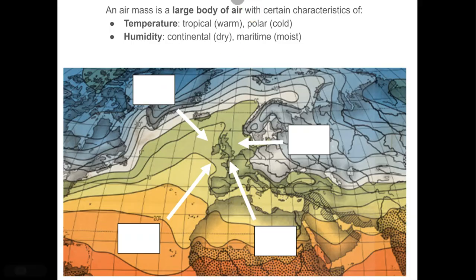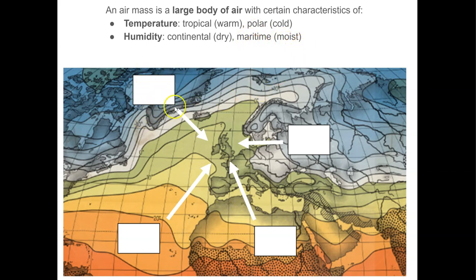An air mass is a large body of air that has certain characteristics of temperature and humidity or moisture, water vapor. On the basis of temperature, it can come from tropical regions and it'll be warm, or it can come from polar regions and it'll be cold. On the basis of humidity, if it comes over continents, it'll be dry. If it comes over the sea, maritime areas, it'll be moist.